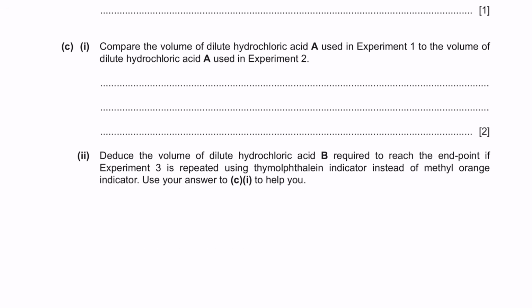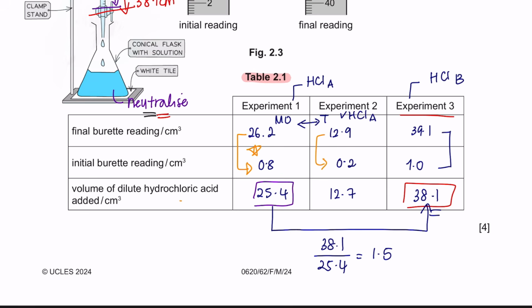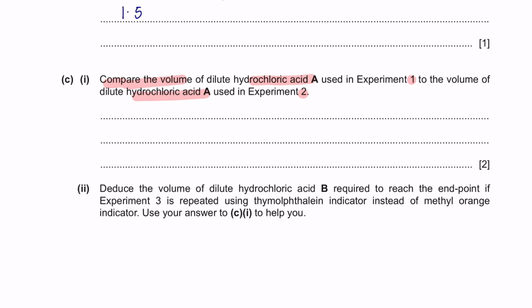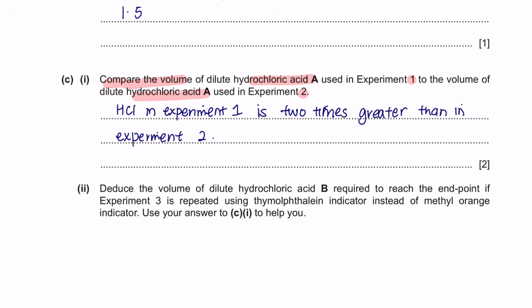Next, question C, part 1. Compare the volume of dilute hydrochloric acid A used in experiment 1 to the volume of hydrochloric acid A used in experiment 2. The hydrochloric acid used in experiment 1 is 2 times more than in experiment 2. So we can just mention that the volume of HCl in experiment 1 is 2 times greater than in experiment 2.